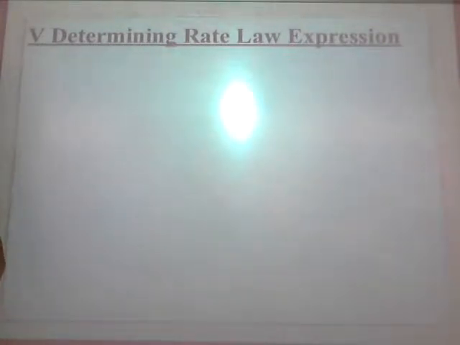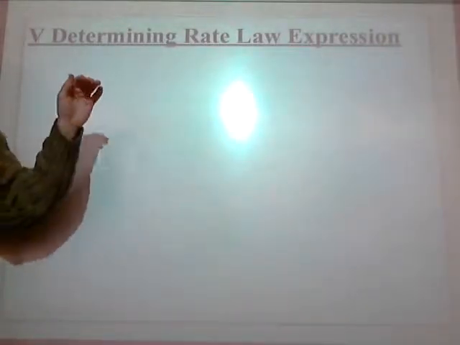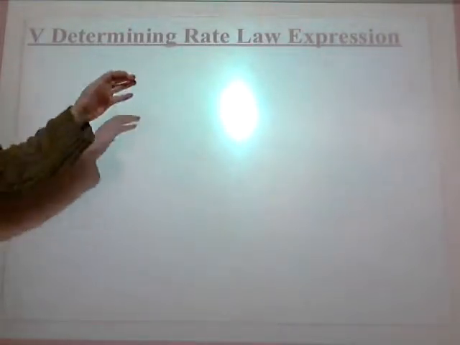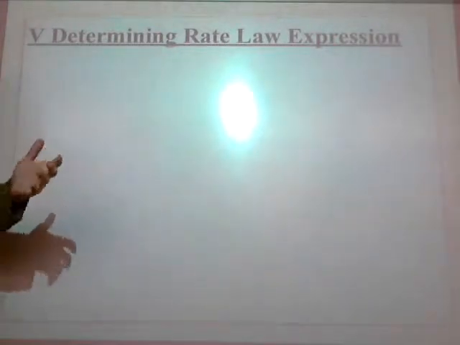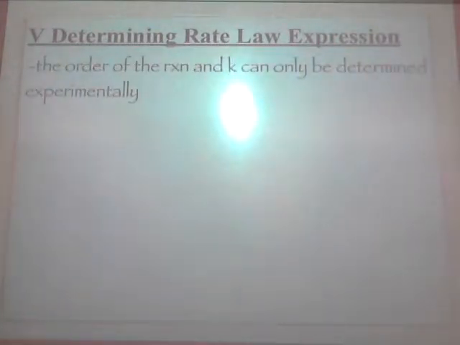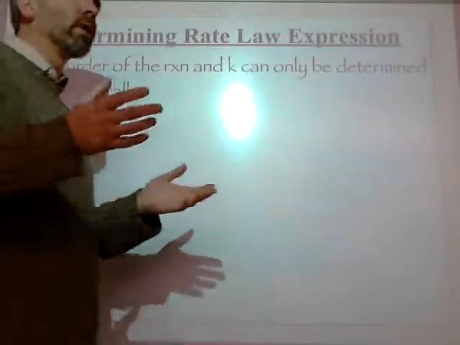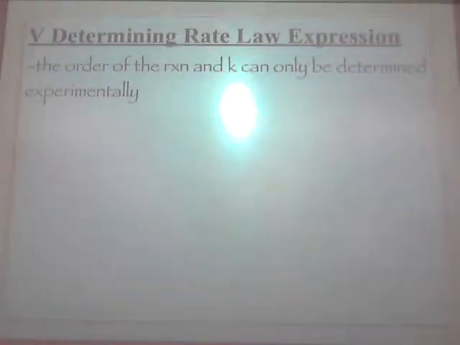In lab, we're going to be doing multiple experiments. And in each one, you can't just do one trial. You have to do it a couple of times to be able to figure out the order and the rate, because that's the only way it can be done, experimentally. You can't look at the equation and say, oh, the coefficient's 2 or 3, so that's what the order is. Can't do that.